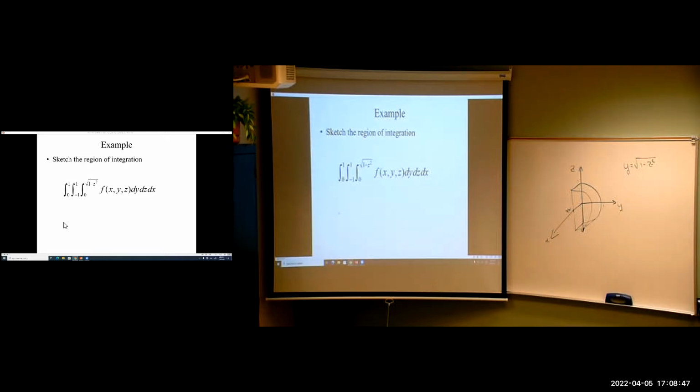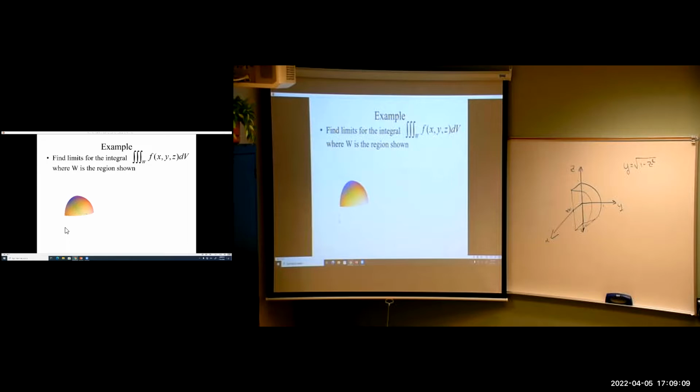So one thing we need to be able to do is draw the region given the limits. Now, from a practical standpoint, we're not going to do that a lot. What that does, though, is help us to visualize what's going on, the relationship between the region and the limits, because more often than not, we're going to be going from the region to the limits, which is what we'll do in this next example.